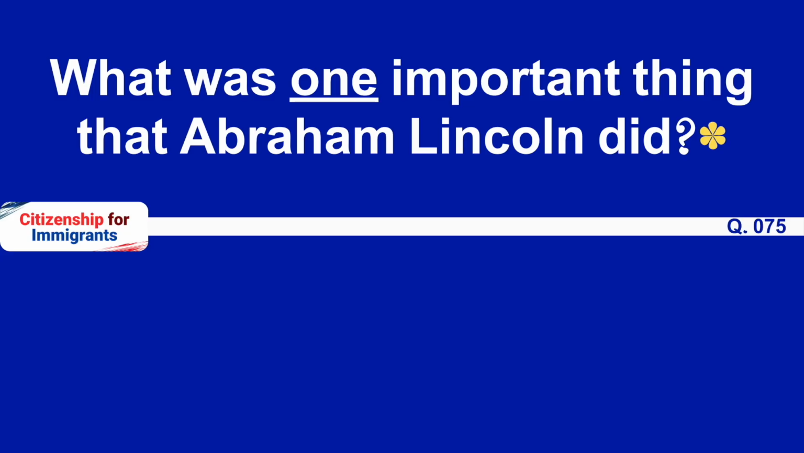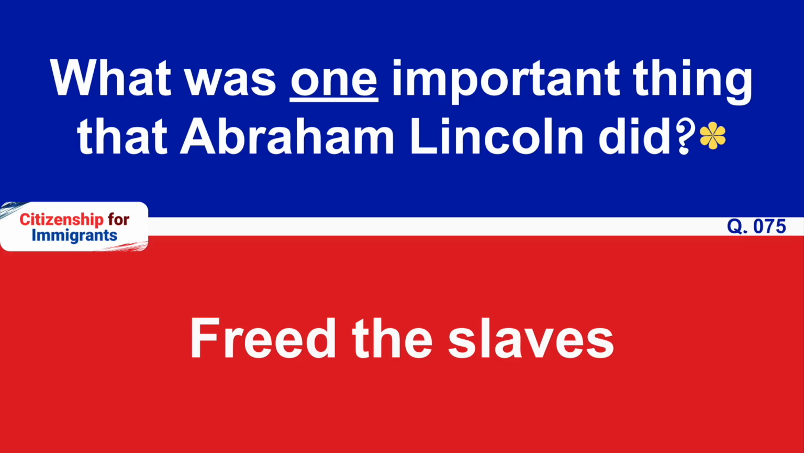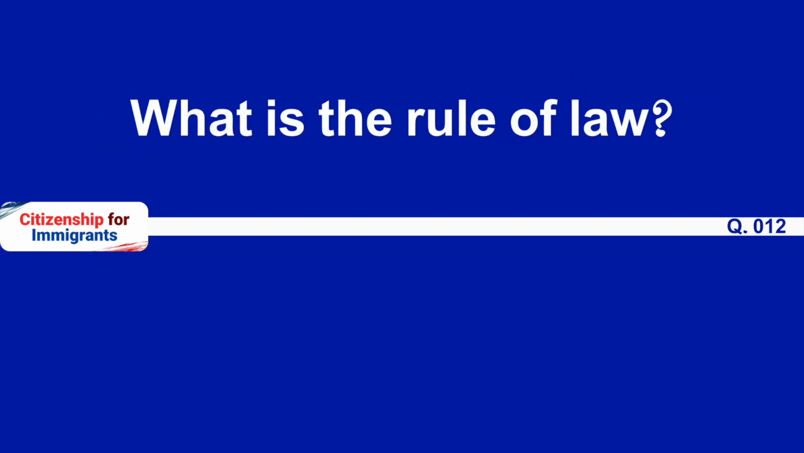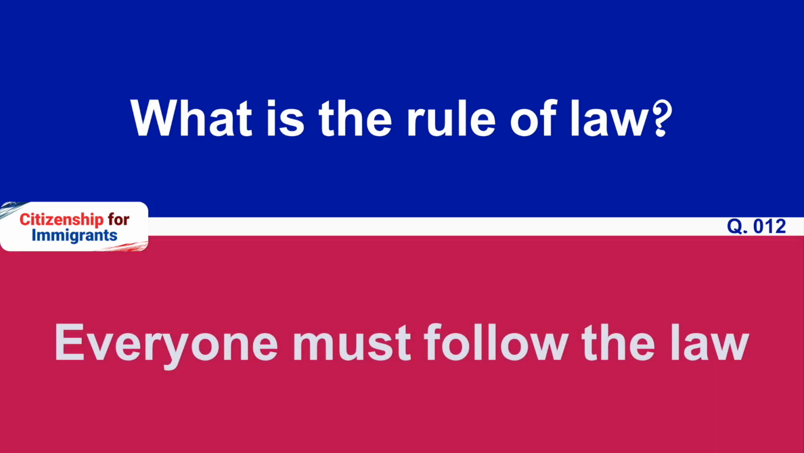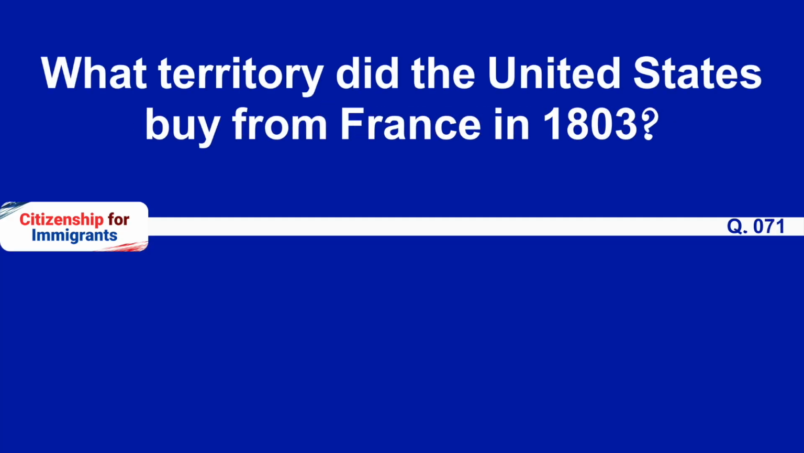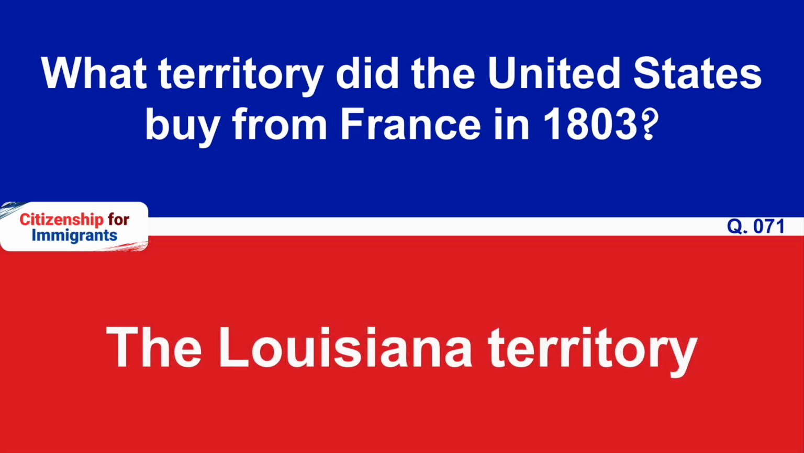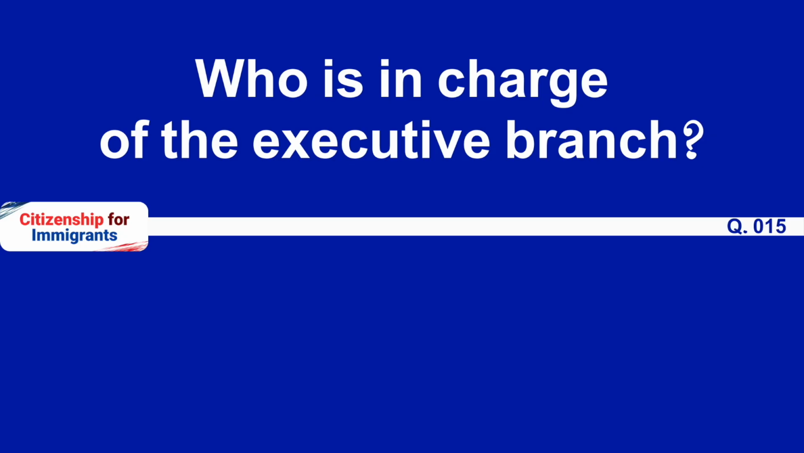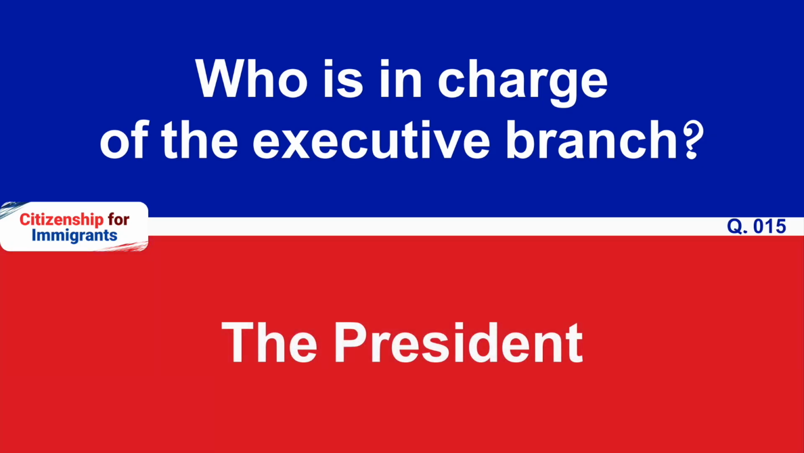What was one important thing that Abraham Lincoln did? Freed the slaves. What is the rule of law? Everyone must follow the law. What territory did the United States buy from France in 1803? The Louisiana Territory. Who is in charge of the executive branch? The President.